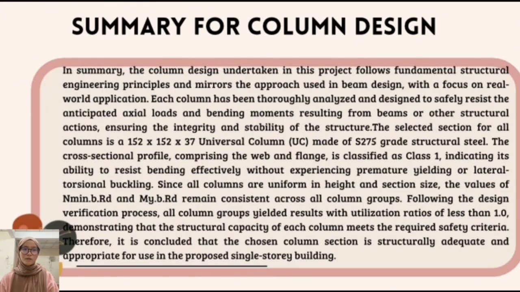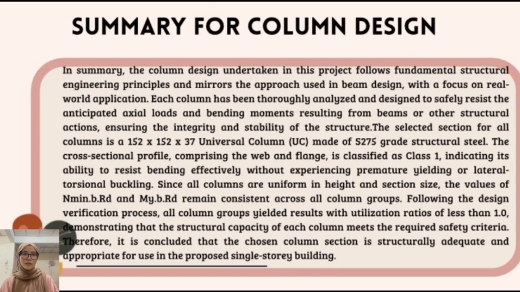The selected section for all columns is 152 times 152 times 37 universal column, UC, made of S275 grade structural steel. The cross-sectional profile, comprising the web and flange, is classified as class 1, indicating its ability to resist bending effectively without experiencing premature yielding or lateral torsional buckling. Since all columns are uniform in height and section size, the values of N_min, BRd and YBRd remain consistent across all column groups.